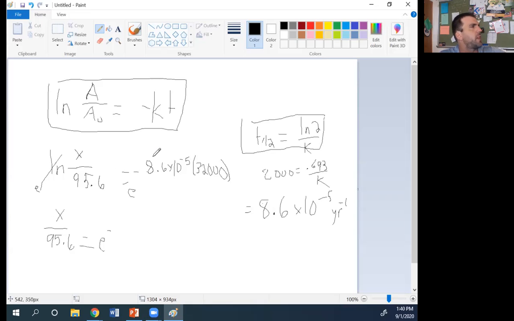But just let's stepwise it. Do 8.6 times 10 to the negative fifth times 32,000 first. Negative 2.75. Okay. Now you need to E. It has to be negative. So you're going to use E to the negative 2.75.